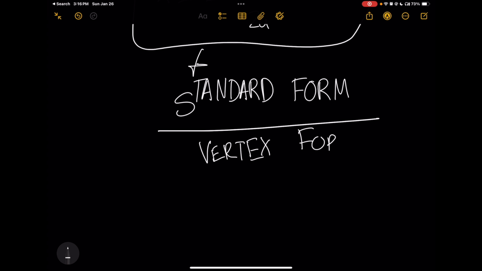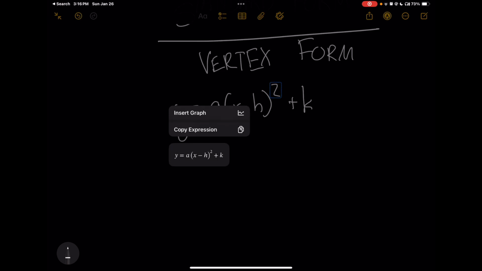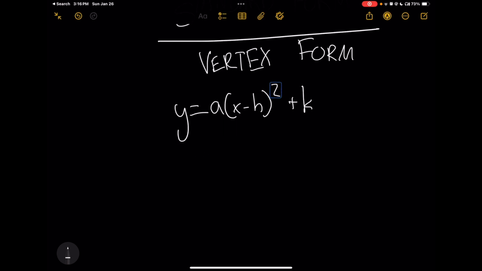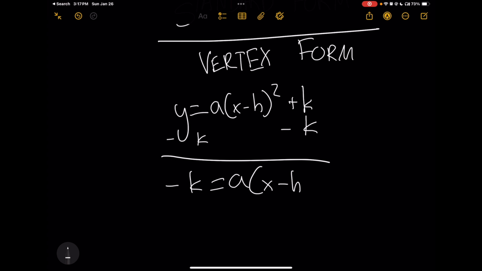Vertex form. And so vertex form is y equals a multiplied by x minus h squared plus k. And no, we don't need to worry about the b. So what we can do now is get rid of the k. It's going to be negative k. It's not y minus k, it's actually negative k because we're solving for the root. So y is going to be 0, right? So 0 minus k is negative k. So that's going to equal a multiplied by x minus h squared.